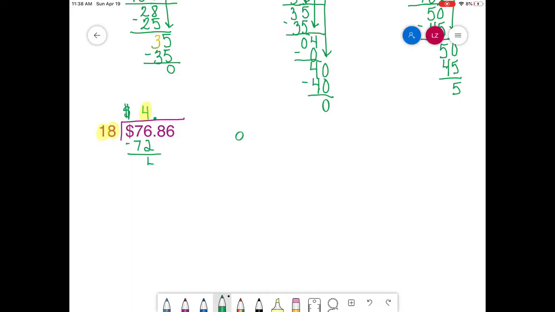Subtract 72 and we get 4. 4 is definitely less than 18, so we can go ahead and feel free to bring down our 8 and start all over. Remember, when you bring something down, no matter what, you have to go through the next 5 steps. So 18 goes into 48.